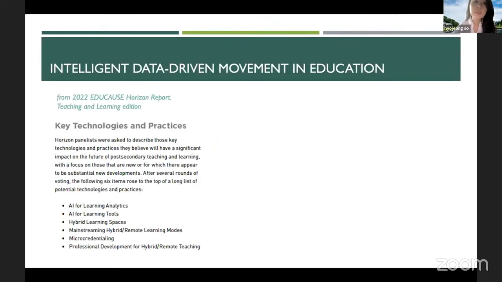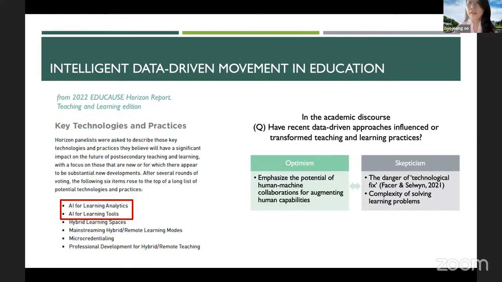So we have witnessed an intelligent, data-driven movement in education, and this is taken from this year's Horizon report. It predicts the key trends in teaching and learning of higher education. And as you can see, AI was featured as one of two themes out of six: AI for learning analytics and AI for learning tools.